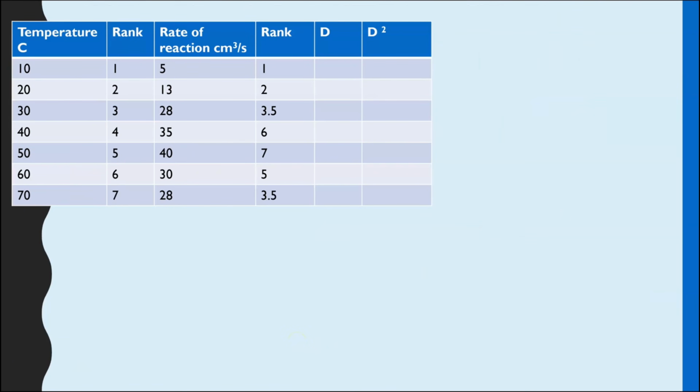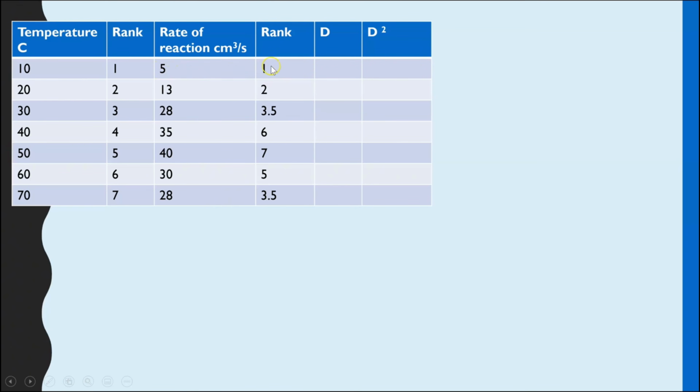Next then, as I said, we'll go through a whole worked example of how you calculate it, in case you need this for a practical write-up. So the first thing you need to do is rank your two sets of data. So you rank it from lowest to highest. So we've got the temperature, 10 to 70, which is already in order, so that's already ranked, so 1 to 7. The rate of reaction though is as you took it, as you measured it, so it's not in order necessarily.